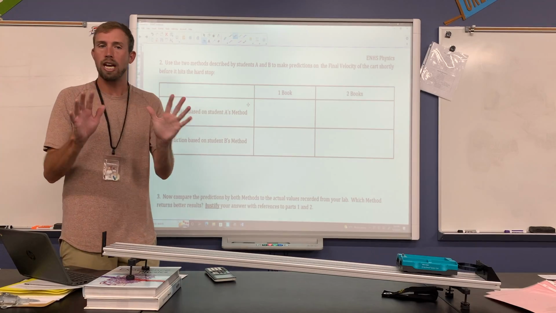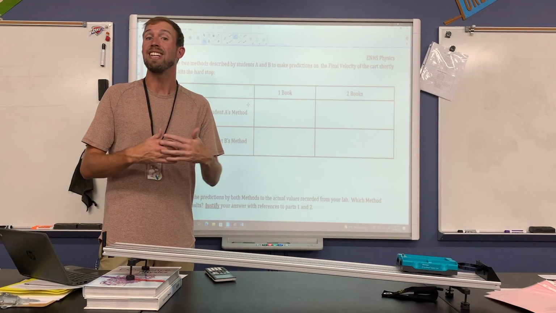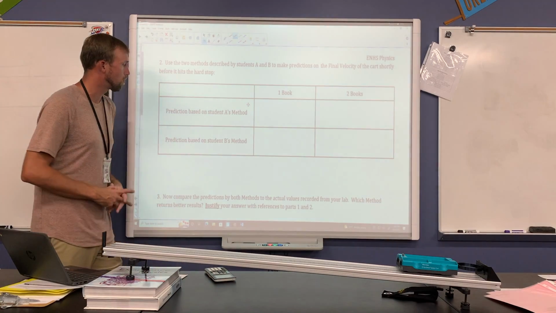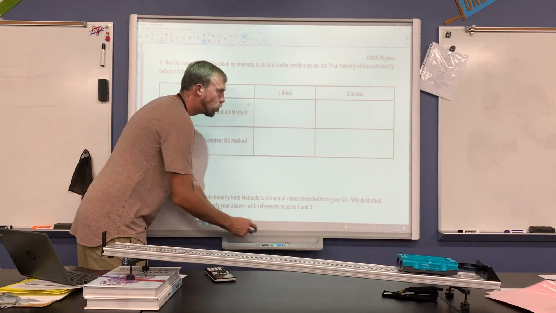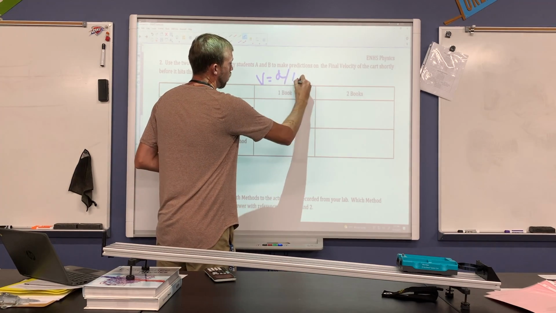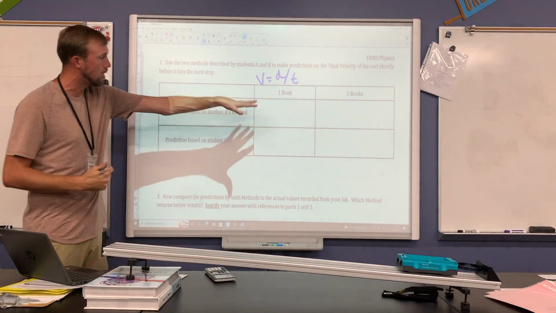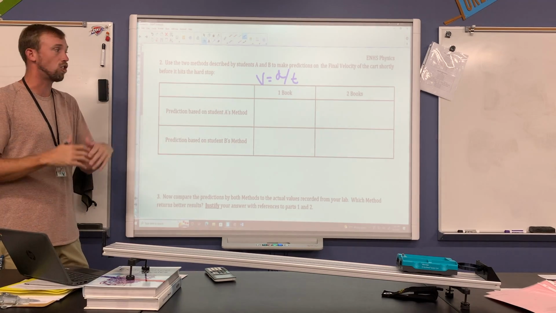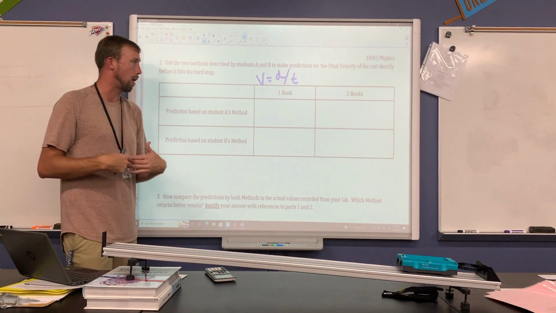Okay, so now that we have our data, what we're going to be doing is walking through a bit of the analysis so you can check your results. So student A's method, very generally, student A believed that the velocity was simply distance traveled over time. So for each of these predictions for student A, I'm just going to take our total distance divided by our total time.